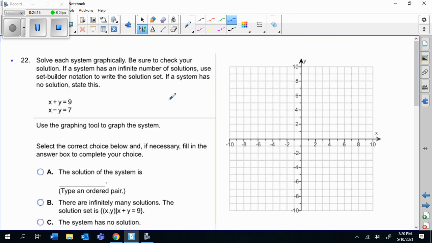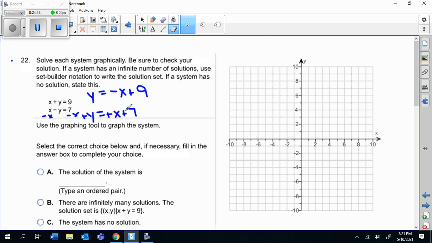Number 22. Solve it graphically. Well, this one, I don't know how accurate I'll be. I'll try my best. Jump that x to the other side. And then here, I would probably jump that x to the other side. And we're going to get negative y equals minus x plus 7. And then I've got to switch everybody. So that positive 7 is going to change to a negative 7.